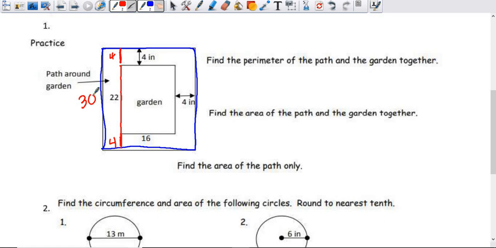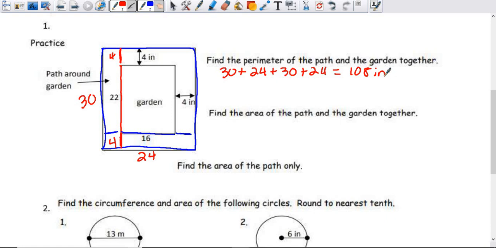We need to do the same thing for the top. We know that we have 16 here. So we add a 4 to it and a 4 to it, and we get 24. Now that we know both of those dimensions, we can go ahead and solve for the perimeter. The perimeter is just adding up all the sides. So we get 30 plus 24 plus 30 plus 24, and it gives us a total of 108 inches. Remember, perimeter is always measured in just the units that they give us. So we would just leave it as so.